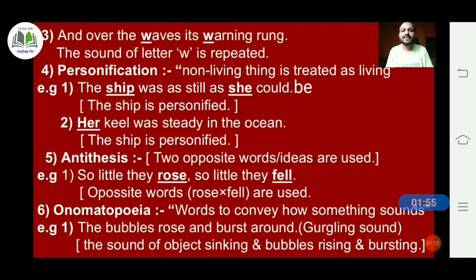Now let's look at example number 3. And over the waves its warning rung. Here the sound of letter W is repeated. So this is an example of alliteration.